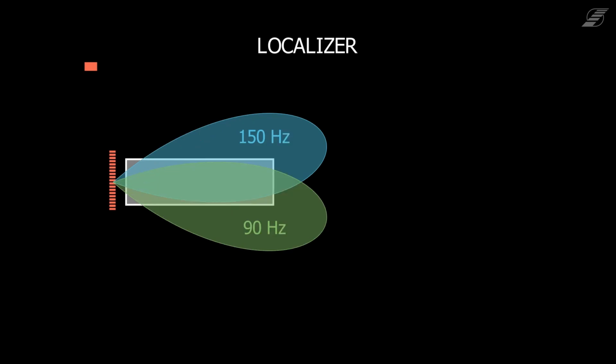The localizer antenna emits two lobes. The left one is dominated by a frequency of 150 Hz, and the right one is dominated by a frequency of 90 Hz. Based on this modulation, the position of the aircraft can be determined by the DDM, the difference in depth of modulation, by the dominant frequency in space.